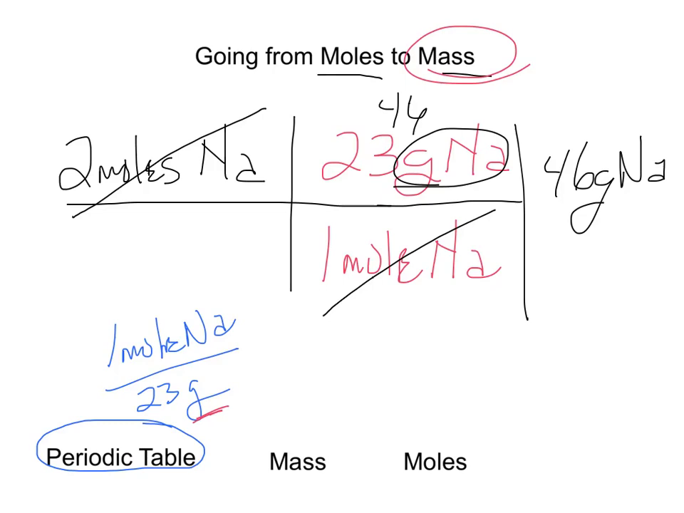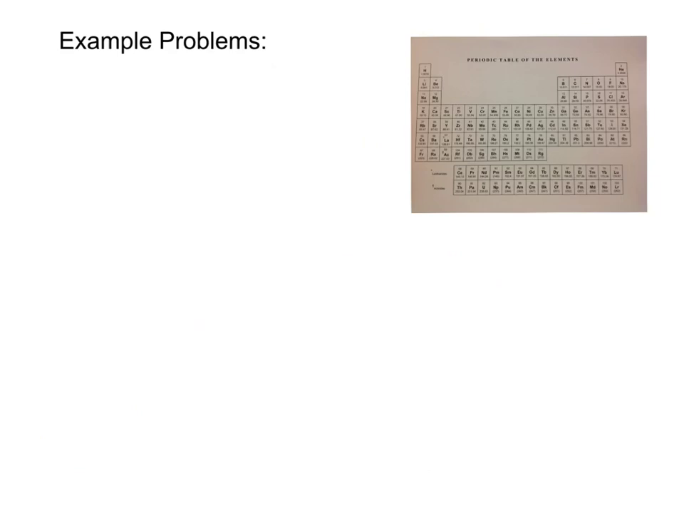If they're asking me to go to mass, mass goes on top. If they're asking me to go to moles, I put moles on the top and the other one at the bottom. Now an example problem. Let's take a look at the periodic table and say that they ask you, you have 100 grams of calcium carbonate equals how many moles? Okay?